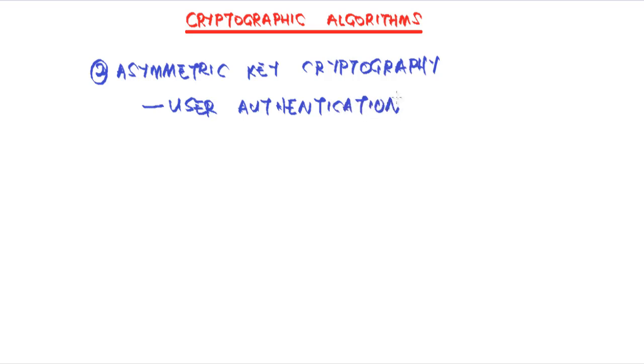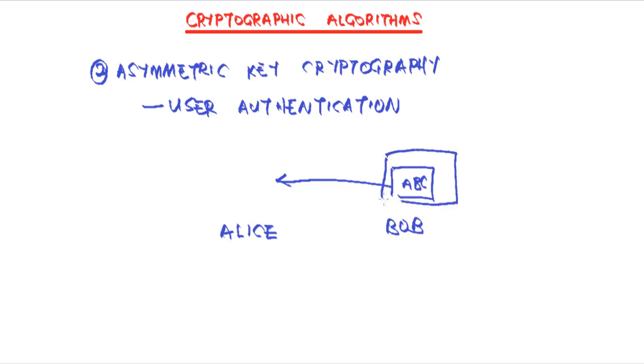Authentication. So this is Bob here and this is Alice. Bob wants to prove that he's himself. So he's going to send a message. Let's say this message is ABC, and he will encrypt that message with his private key and send it to Alice. When Alice gets the message, she will decrypt the message with Bob's public key.